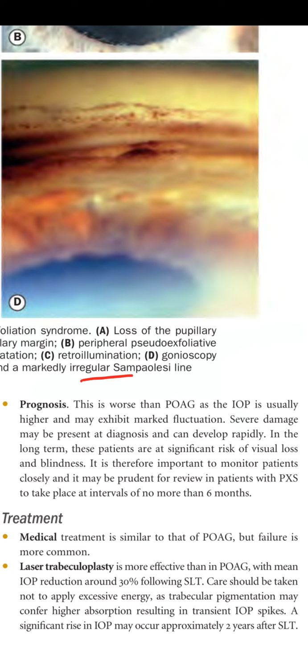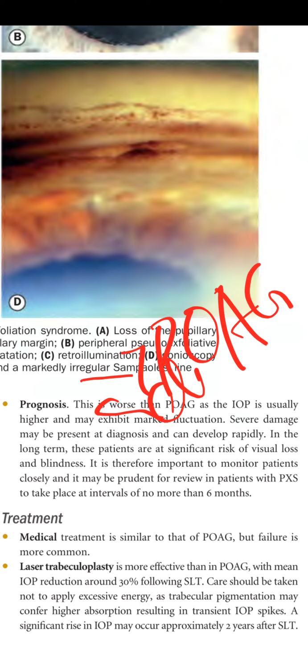So it is more severe because it is more damaging than POAG. It advances more rapidly. So that is why its prognosis is worse. In the long term, these patients are at significant risk of visual loss and blindness. It is therefore important to monitor patients closely, and it may be prudent to review patients with pseudoexfoliation syndrome at intervals of no more than 6 months. So you have to review this patient after 6 months.